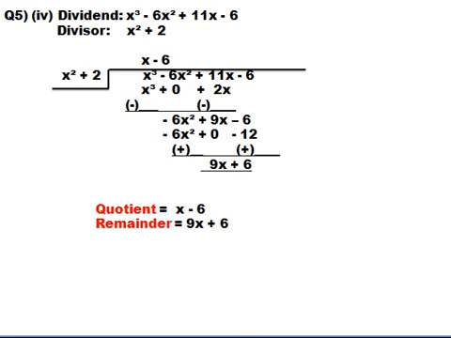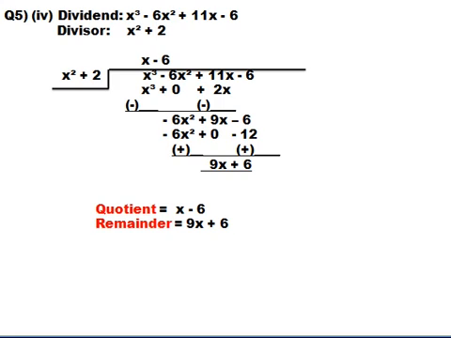Focus is on x cube and the first term of the divisor is x square. What should be multiplied to x square to make it x cube? It is x. So x will be multiplied to both the terms of the divisor. Now the problem here is x into x square will give you x cube, but x into 2 will give you 2x. So our x square term is not coming.